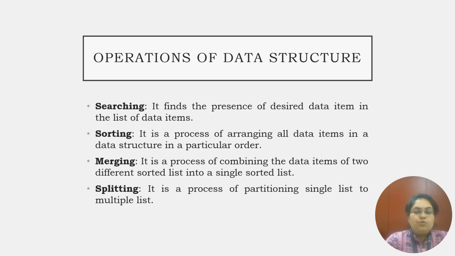Next operation which we can apply on a data structure is merging. It is a process of combining the data items of two different sorted lists into a single sorted list. Next operation is splitting. If we talk about splitting, it is basically the process of partitioning a single list into multiple lists, dividing data into different subparts to make the process complete in less time.